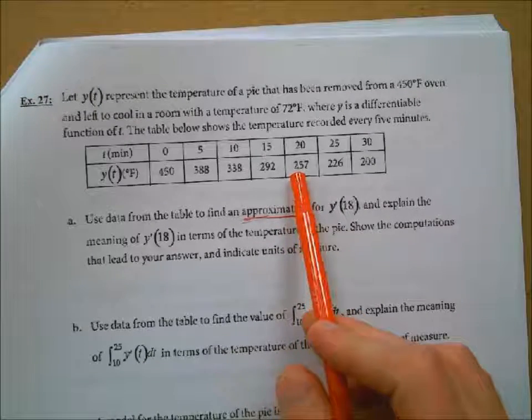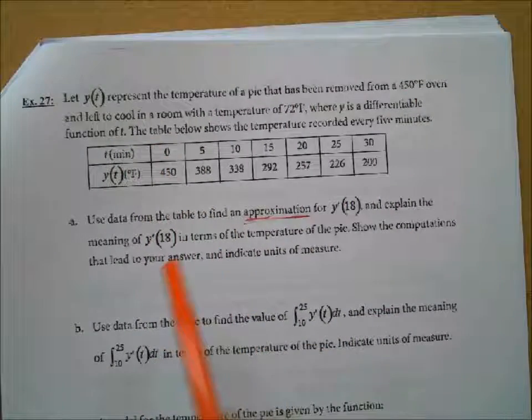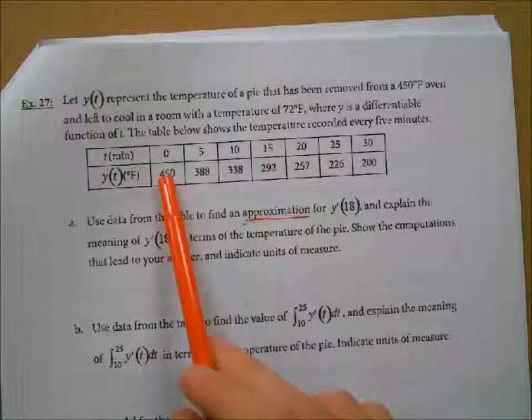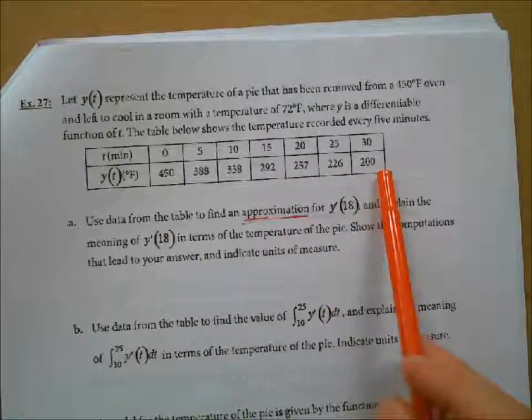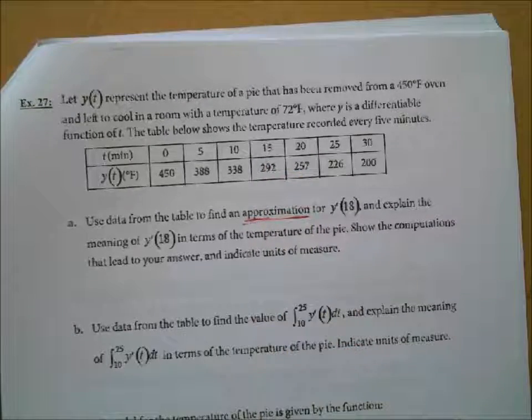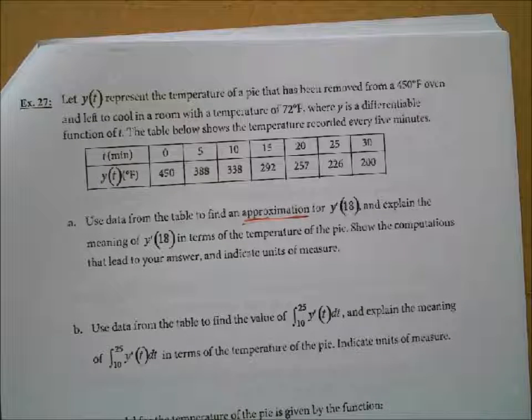But it is saying that the pie is taken out of an oven and left to cool. So we'd expect the temperature to gradually decrease for that pie, on down to room temperature to reach equilibrium. And so we expect that these values are just going to continue to decrease. So we expect that y of 18 is going to be somewhere between here. How, though, are we going to find y prime of 18, which would be the slope or the rate of change of the temperature at 18? Any ideas here?